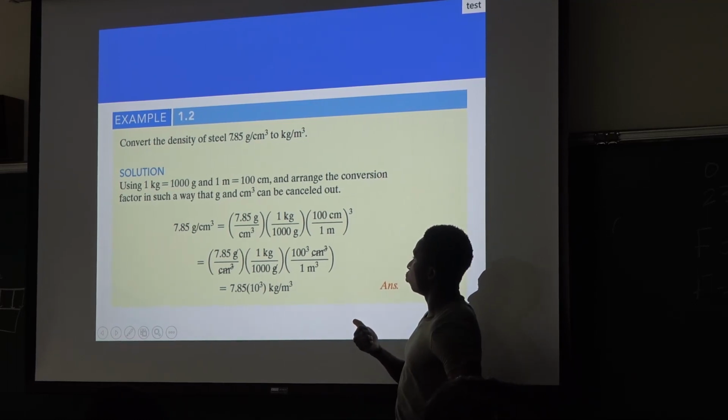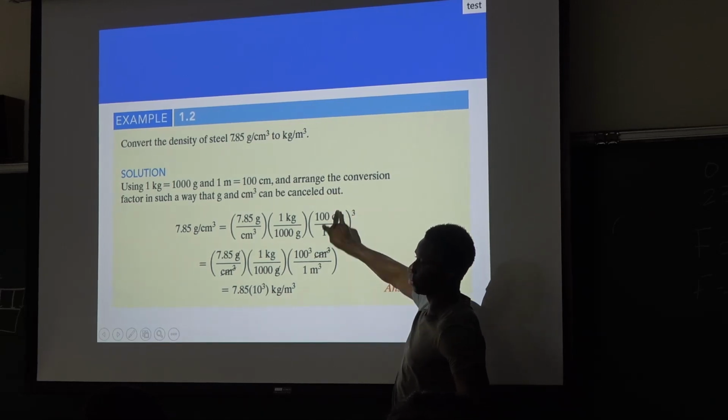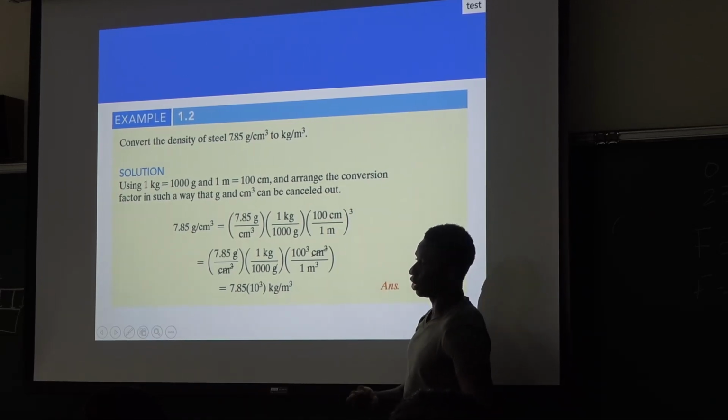Because the centimeter is in cube now. We know 1 meter is 100 centimeters, but then you need to make sure this value is in cube. Otherwise, the result you will get will not be correct.